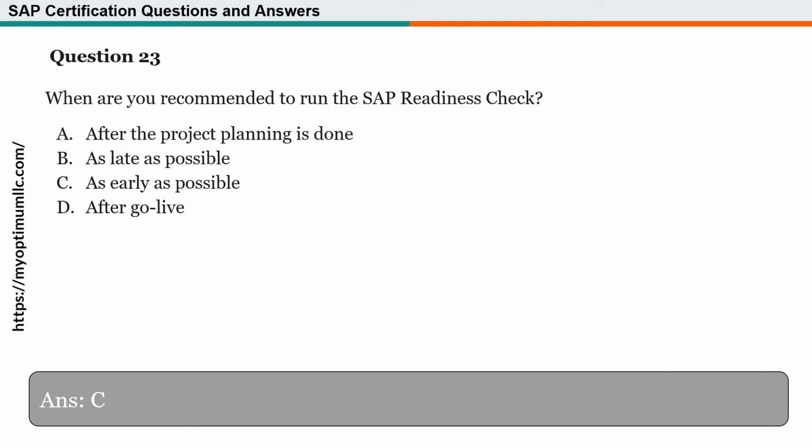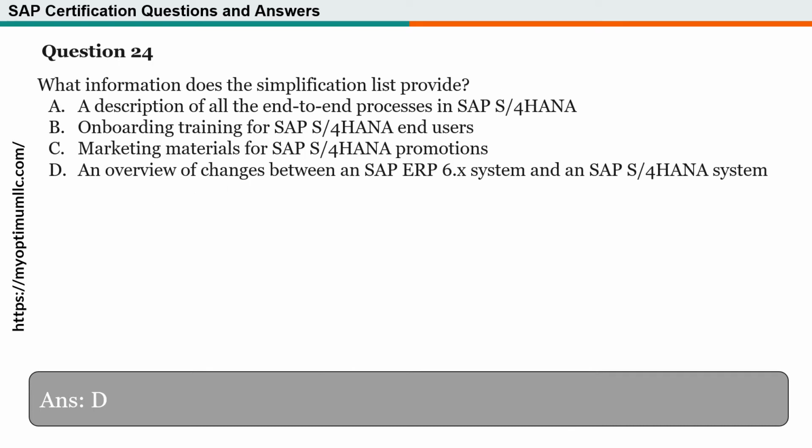B. As late as possible. C. As early as possible. D. After go live. Question 24. What information does the simplification list provide? A. A description of all the end-to-end processes in SAP S/4HANA. B. Onboarding training for SAP S/4HANA end users.